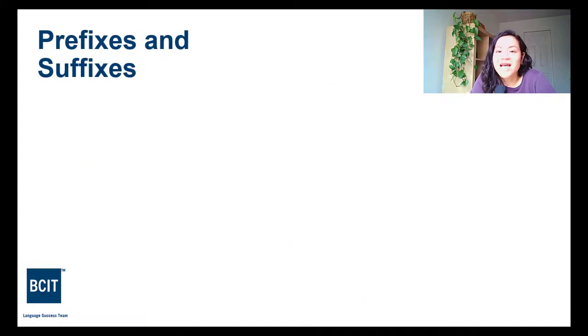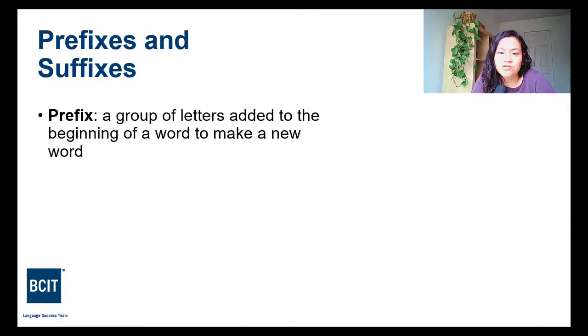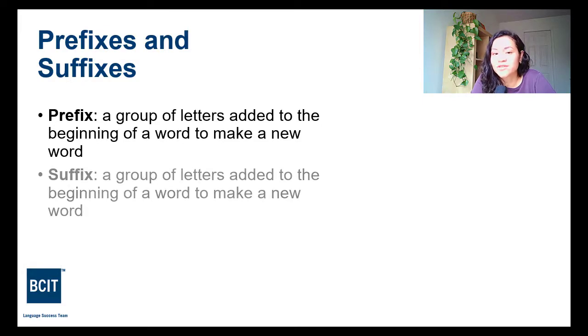So you can see that adding prefixes and suffixes can change the word form of a word even though the meaning might not change. A prefix is a group of letters added to the beginning of a word to make a new word, while a suffix is a group of letters added to the end of a word to make a new word. They may seem like very small details, but they can make a huge difference in changing the meaning of words.